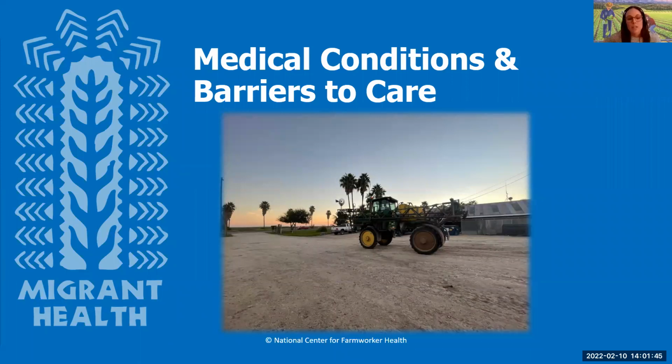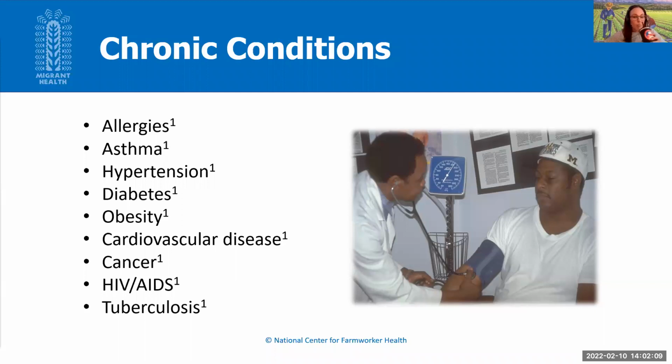So now that we have an understanding of some of those general demographics and characteristics of the population, their employment and housing conditions, some of the protections and lack of protections, let's talk about what medical conditions are commonly experienced in ag workers, as well as what their barriers to accessing healthcare are.